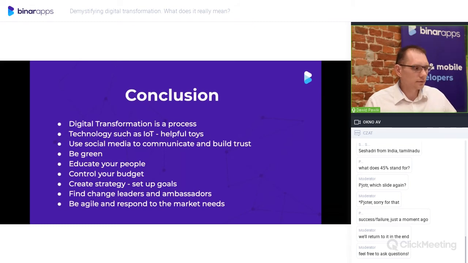You have to be careful about that. So create a strategy, set up long-term goals and short-term goals. Find the change leaders and ambassadors among your employees, so they would drive your digital transformation. They would be your ambassadors and be a part of the success of the digital transformation. The most important thing also is to be agile and respond to market needs. Sometimes big companies forget what the market is really about and what the consumer wants. They are not paying attention to the market because they want to be digitally transformed very quickly.